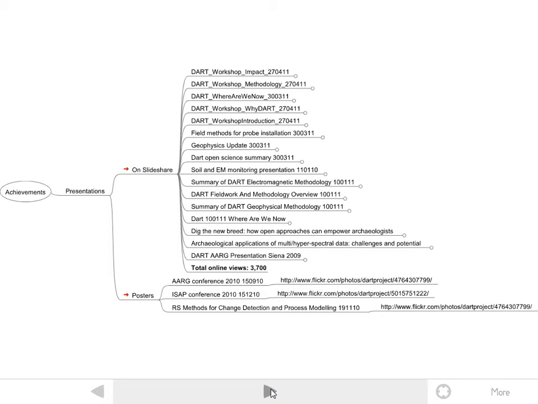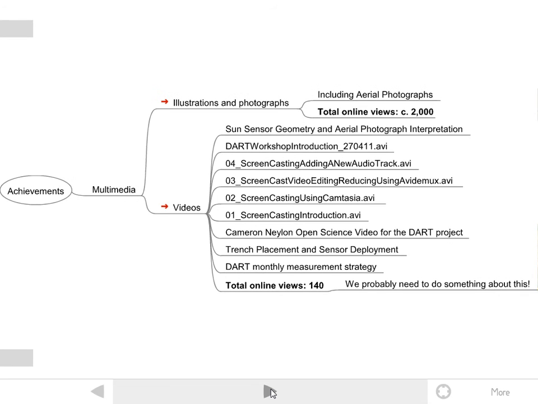Multimedia. We are already putting our aerial photographs onto Flickr and our other illustrative material. We've had online views over 2,000, and we're also putting in some videos as well. All of this has been pretty well received online, with the exception of our video material, with total online views of 140. We're going to do something about this, but part of it is also to produce some educational material, which you'll see from this video here.